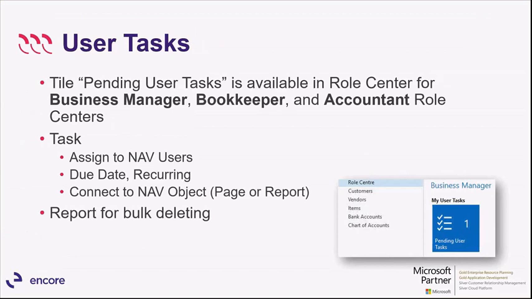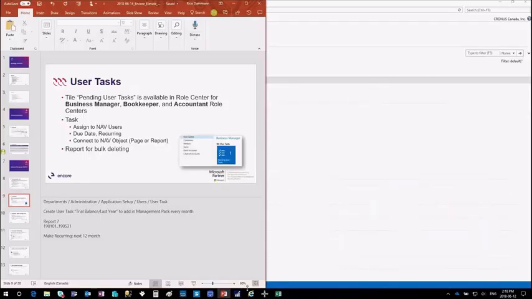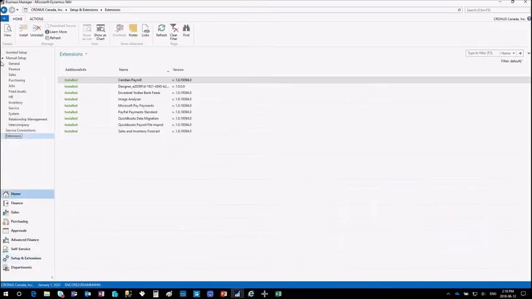Okay, so let's start from here again. Next thing I want to show you is the new feature called user tasks. You can find in the role centers for business manager, bookkeeper, and accountant a new tile, which is called pending user tasks. This will obviously show all of the user tasks that are assigned to you, which are not 100% completed. Let's see what it looks like in the system.